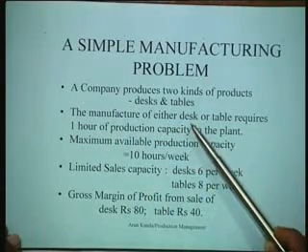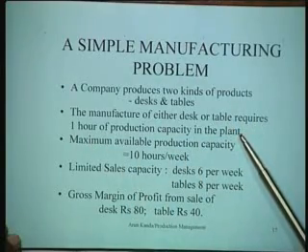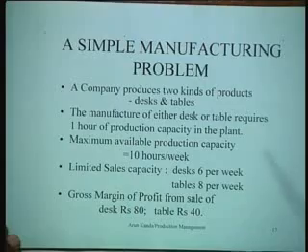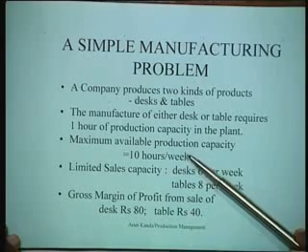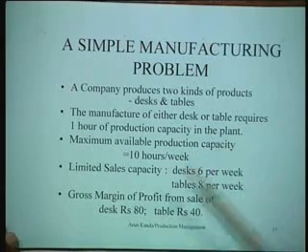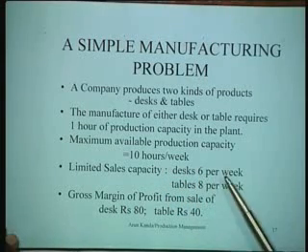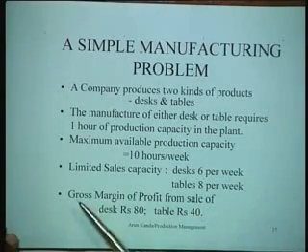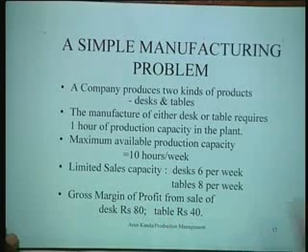and the manufacture of either desk or table requires 1 hour of production capacity in the plant. So whether you produce a desk or a table, it means 1 hour of production capacity in the plant, and the maximum available production capacity is only 10 hours per week, let's say. And there is a limited sales capacity. You can sell at most 6 desks per week or 8 tables per week in that sense. And the gross margin of profit from the sale of the desk is 80 rupees, and from the sale of a table is 40 rupees.